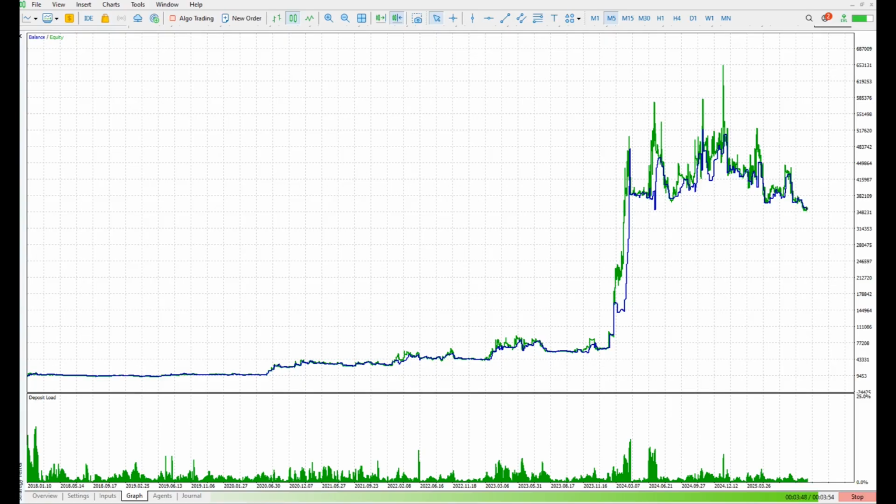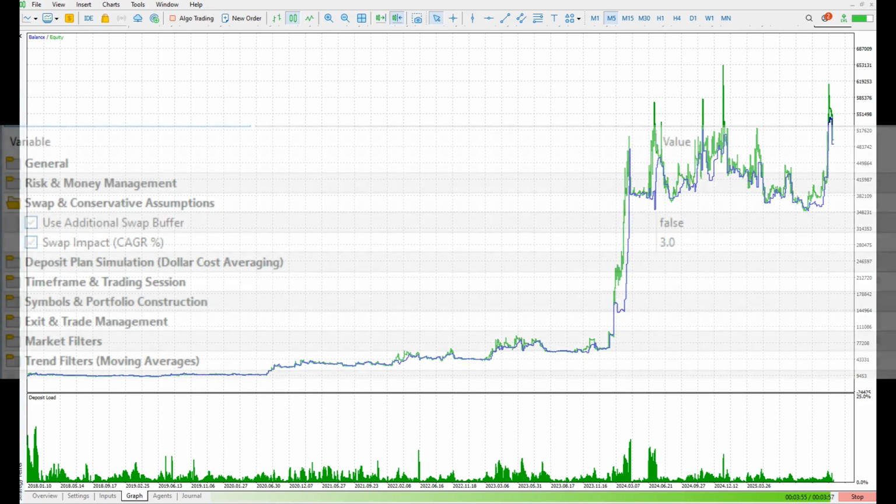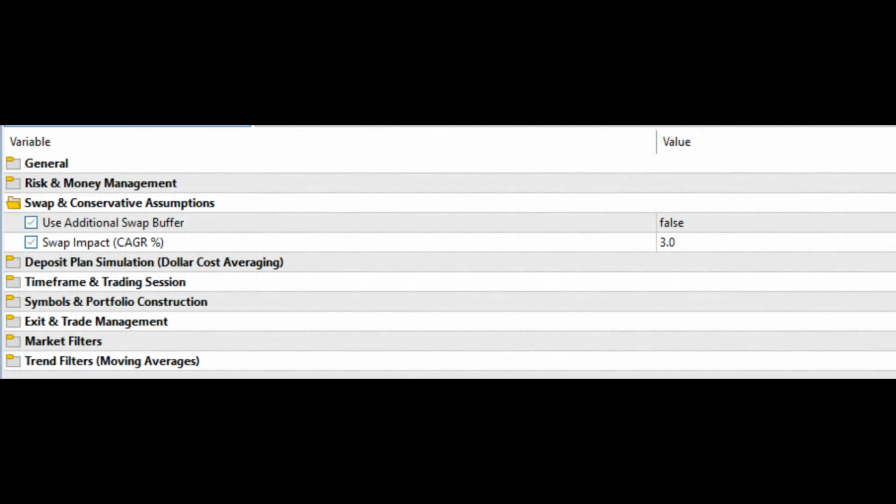Now we move to the swap and conservative assumptions section. The parameter use additional swap buffer has a default value of false. When you switch this to true, the expert advisor uses an extra negative swap component in its internal simulations. This extra swap is applied proportionally over time in a similar way as real swap is calculated for Forex and CFD positions. It makes your backtests and forward simulations more conservative by assuming that overnight financing is slightly more expensive than the broker currently reports.